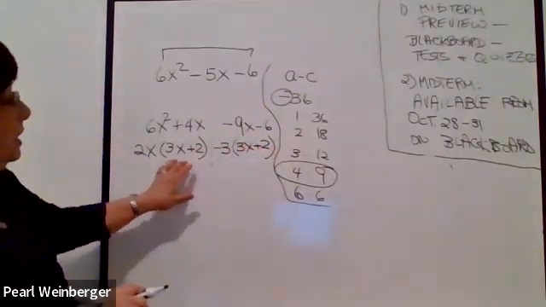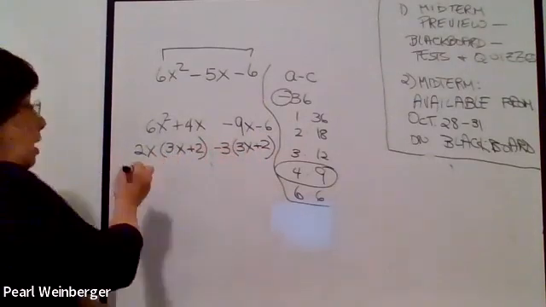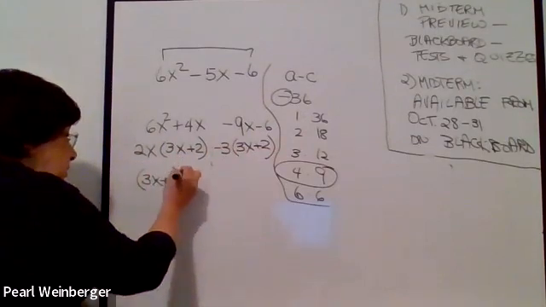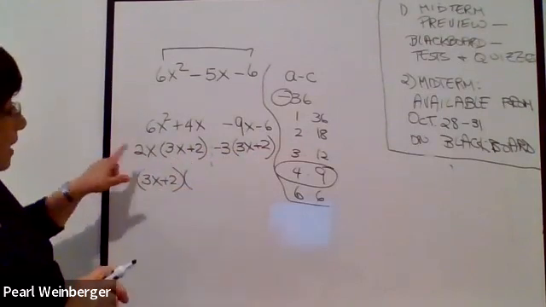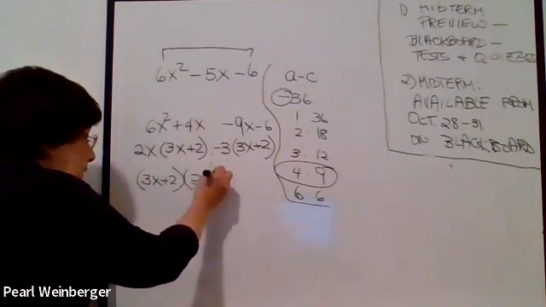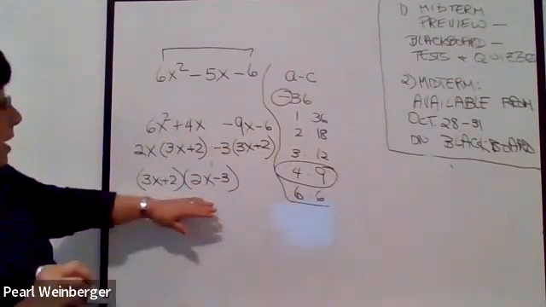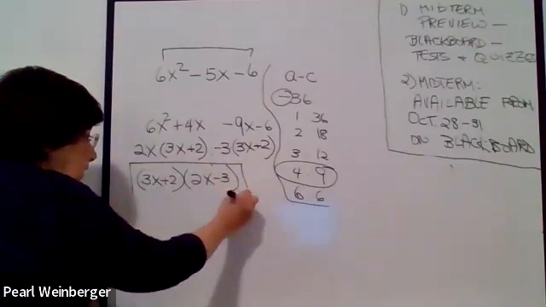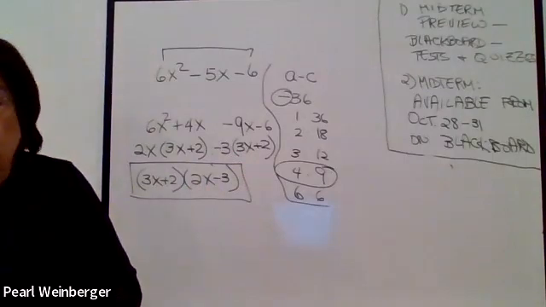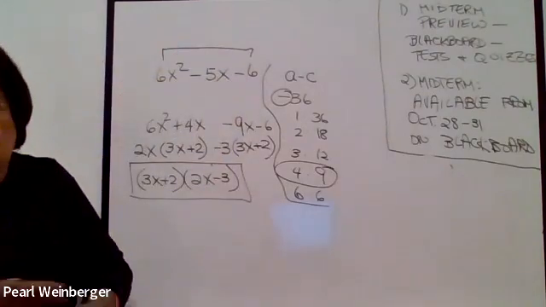And again, we see now we have a common binomial factor of 3x plus 2. That's what goes in front. And our second factor becomes whatever is on the outside, which is the 2x minus 3. Notice that's why you need a sign here, because you need something to attach it. And this is your answer. This is your trinomial factored.